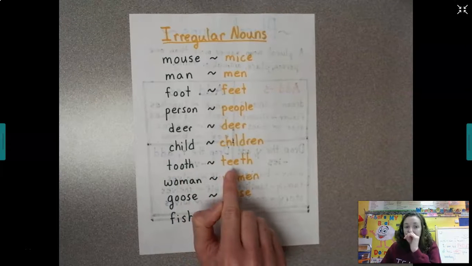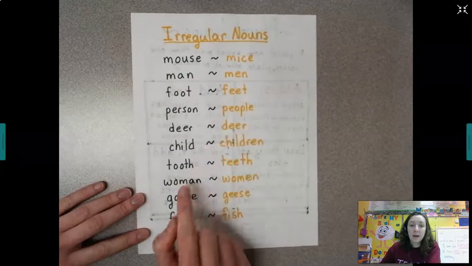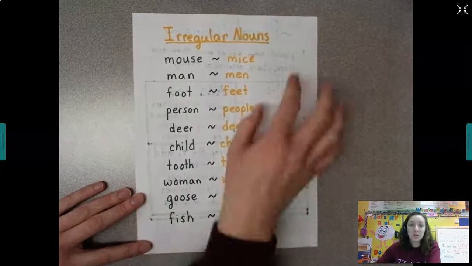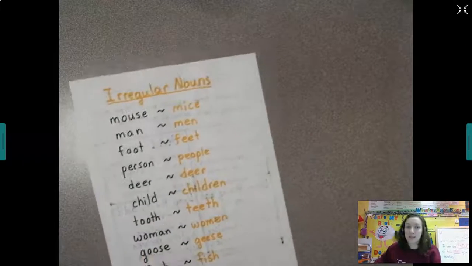Tooth becomes teeth. Woman becomes women, similar to how man became men, and goose becomes geese. Okay, so that's just an example of some irregular nouns. Again, you just kind of have to know those. There's no rhyme or reason, they're just trickier, okay?